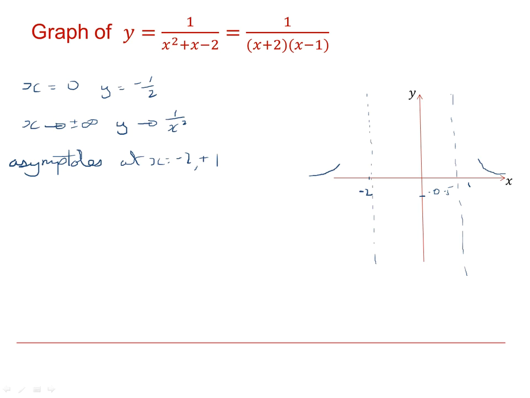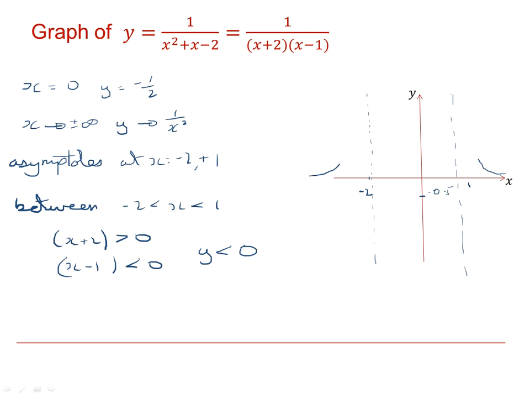If I write this down, for x between negative 2 and 1, x plus 2 is greater than 0, but x minus 1 must be less than 0. So there we've got a positive value and a negative value multiplied together. Therefore y must be negative. So for all the time between the two asymptotes, y is negative. Therefore it must come from this position here and finish down here. Now put those together and we'll get a sketch of the graph which looks like this.